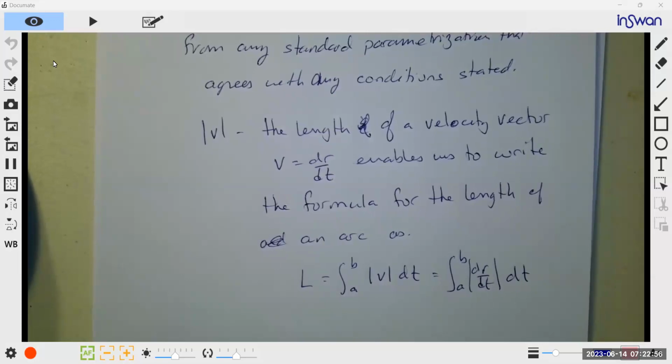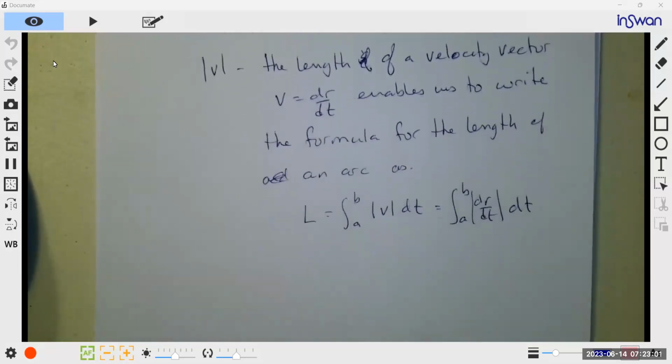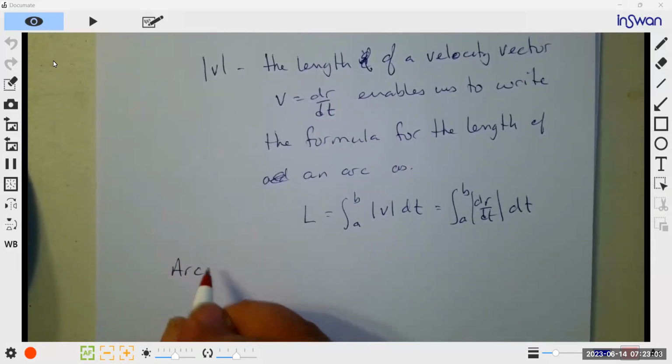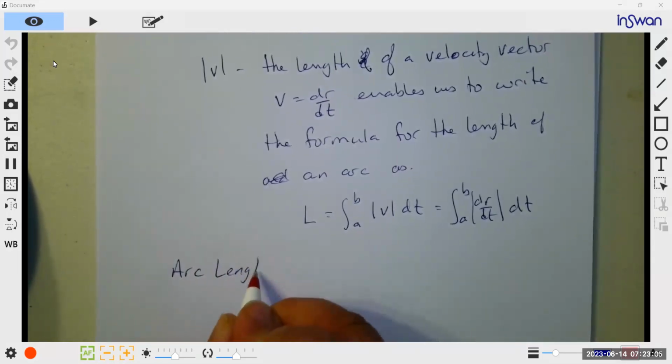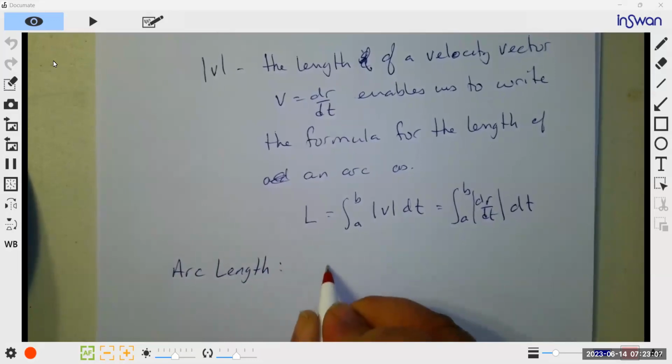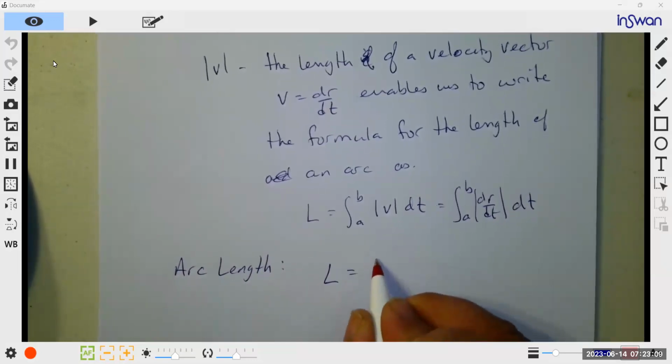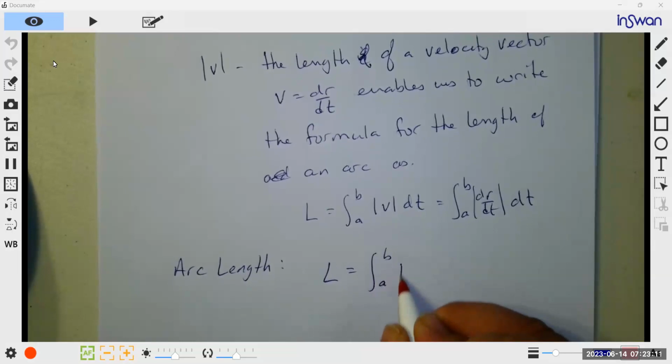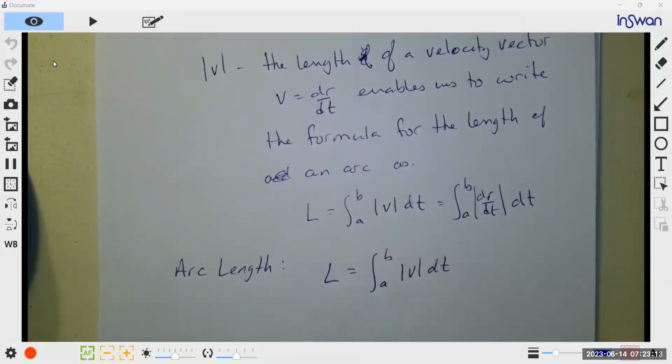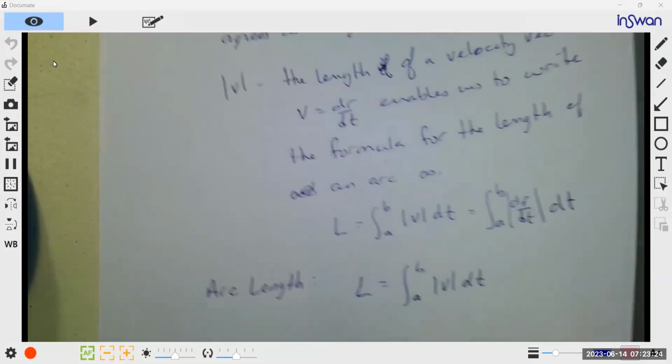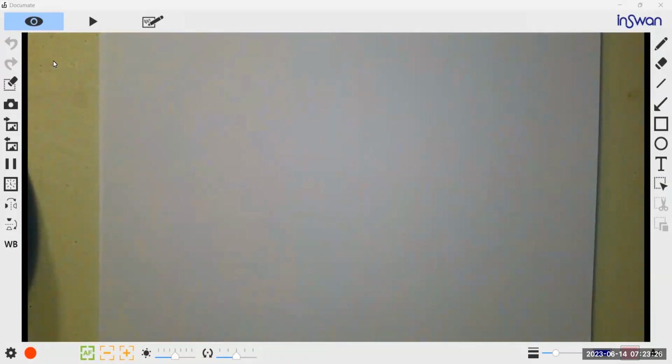So we look at it either way. This is what we call the arc length. Basically all we have to do is find the derivative of the position vector and then do the integration from point A to point B. Let's look at an example here.